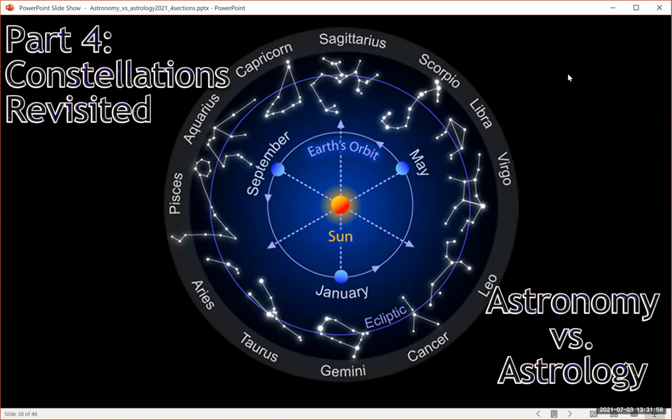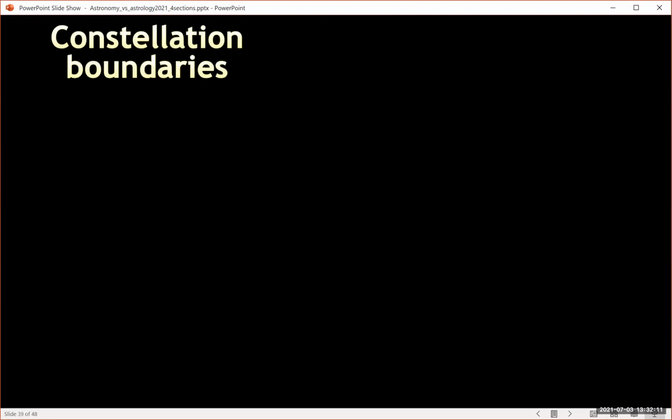This is part 4 of Astronomy versus Astrology, and we're going to come back to constellations and bring together the things that we've learned in the previous 3 parts. So the first thing that we need to talk about is the idea of constellation boundaries.